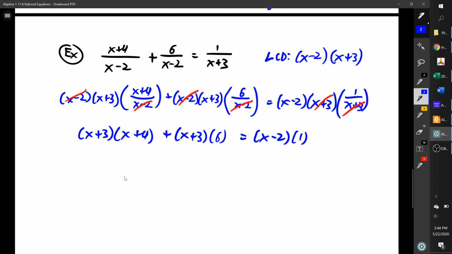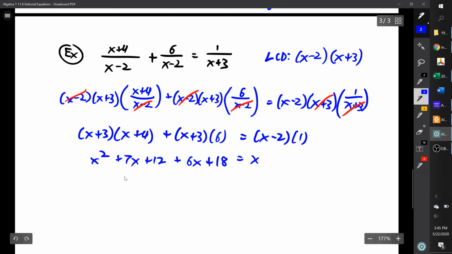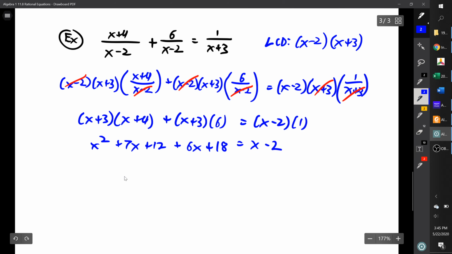So we might be able to solve it by factoring. We might end up deciding to use the quadratic formula. We'll see. So when I FOIL this, x times x is x squared plus 4x plus 3x, that gives me plus 7x plus 12, plus x times 6 is 6x, plus 3 times 6 is 18, equals x minus 2. All right, what simplifies?